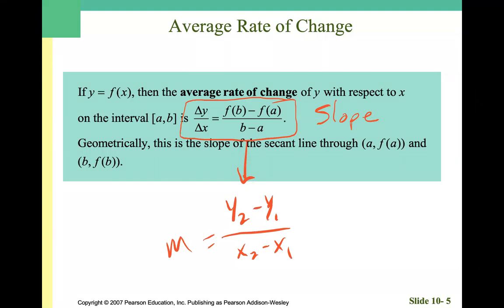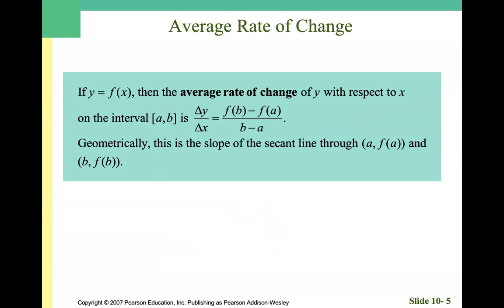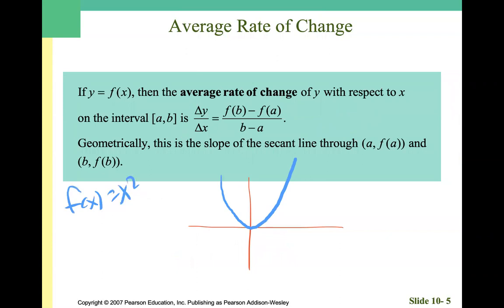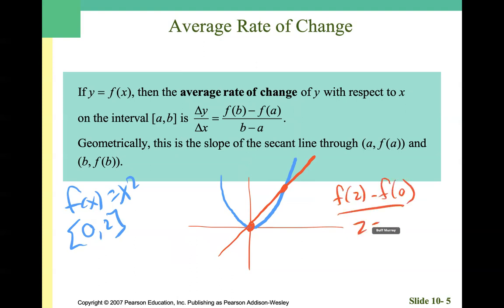Now, it says geometrically, this is the slope of the secant line through A, f of A, and B, f of B. A secant line is a line that intersects a function at 2 points. So for example, I'm just going to make up a situation here. If I had the function f of x equals x squared, and we want to find the average rate of change on the interval from 0 to 2, realistically, that's going to be the slope of this line right here, which is a secant line that intersects the curve at 2 places. That's nothing more than f of 2 minus f of 0 over 2 minus 0, which is 4 minus 0 over 2 minus 0, which is 2. So the slope of that line right there is 2.